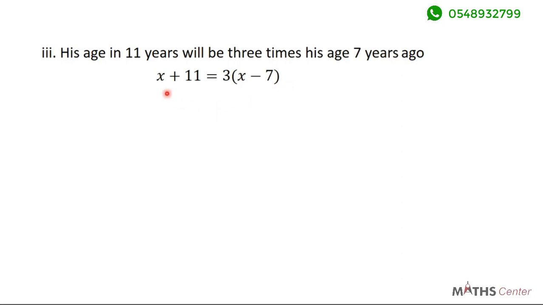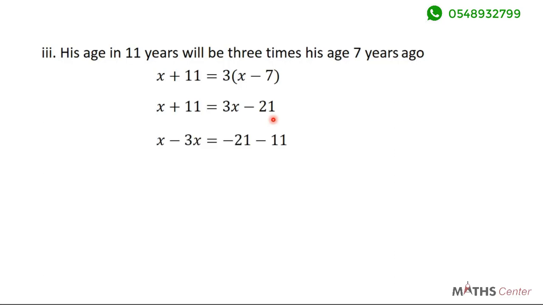So we are going to have x plus 11 is equal to 3 into bracket x minus 7. We have this linear equation, so we have to solve. So we expand the bracket. This will give us x plus 11 is equal to 3x minus 21, because 3 times x will give us 3x, 3 times 7 will give us 21.